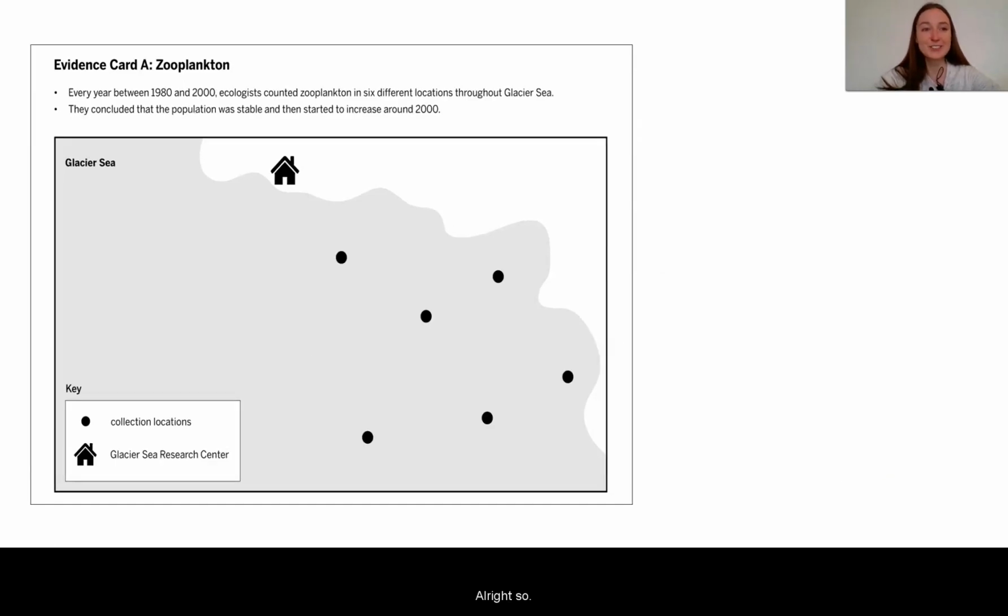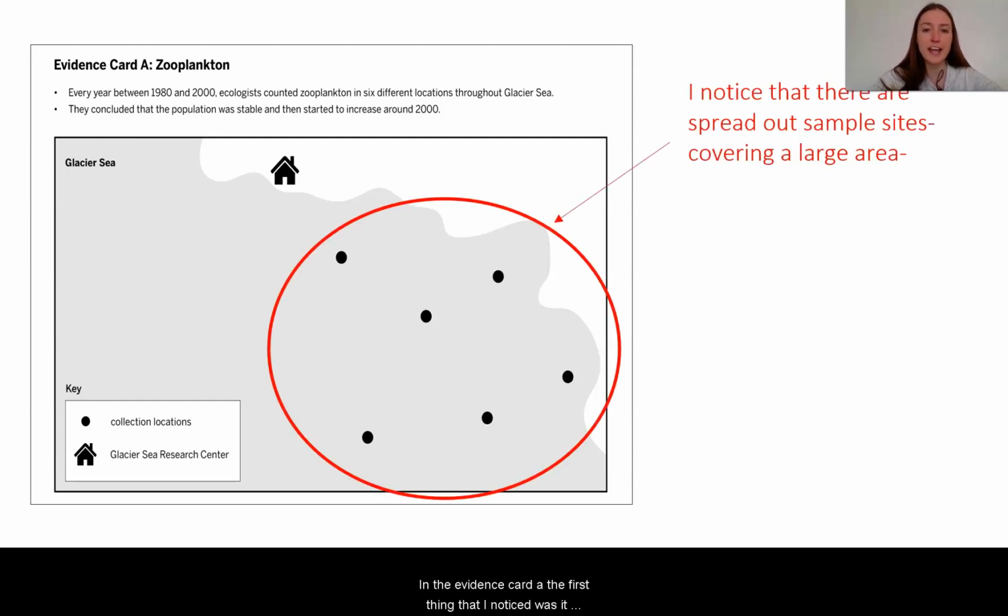All right, so I hope you had some time to look through the evidence and make your own thoughts and annotations. I'm going to share with you a little bit about what I noticed. In evidence card A, the first thing that I noticed was it seems like the sample sites are spread out in the Glacier Sea.